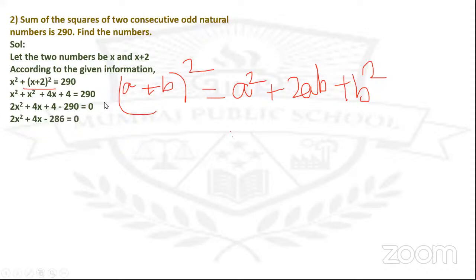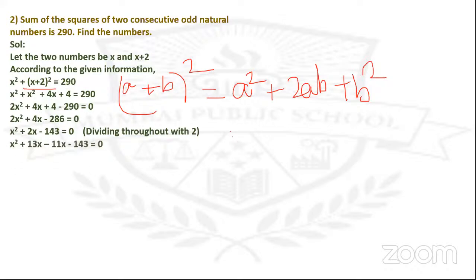We'll get that as 2x square plus 4x minus 286 equals 0. Here, 2 is common everywhere, so dividing throughout by 2, you get the equation x square plus 2x minus 143 equals 0. Again, you're going to split the middle term. So once you split the middle term, what are you going to get?